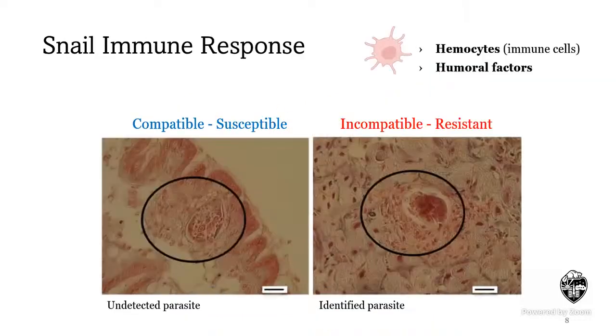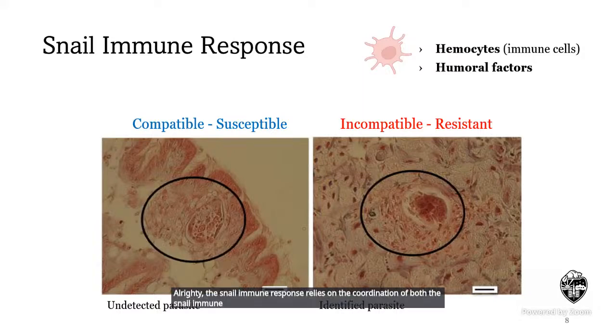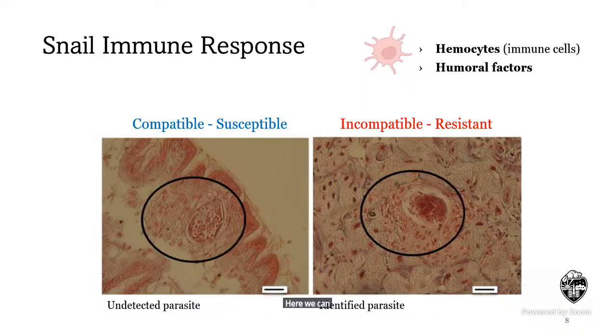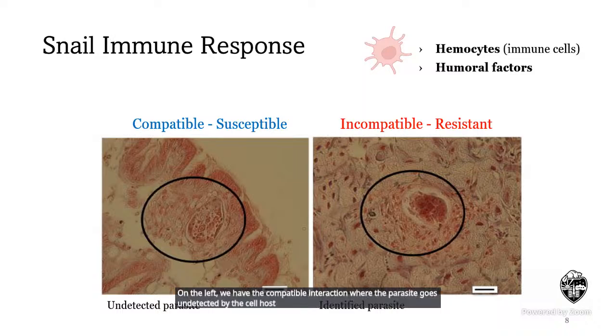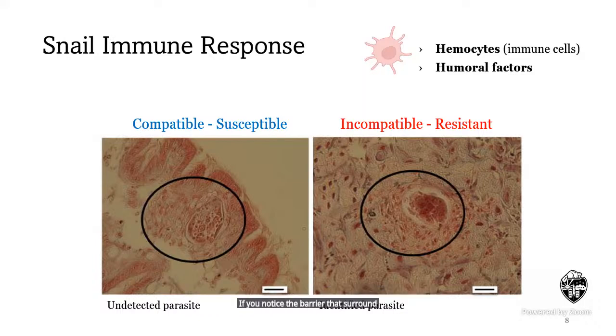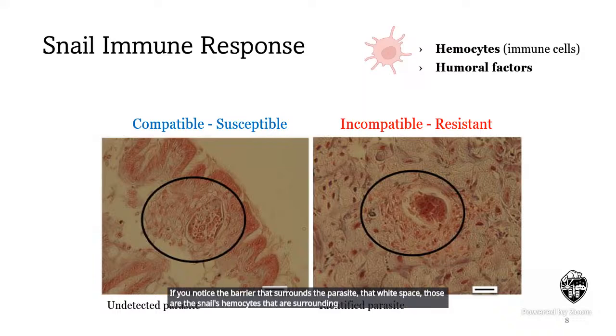Alrighty, the snail immune response relies on a coordination of both the snail immune cells, called hemocytes, and humoral factors. Here we can see the two different interactions that I mentioned previously. On the left, we have the compatible interaction where the parasite goes undetected by the snail host. And on the right, we see the incompatible interaction where the parasite is identified by the snail host. If you notice the barrier that surrounds the parasite, that white space, those are the snail's hemocytes that are surrounding the parasite, encapsulating it, and destroying it.